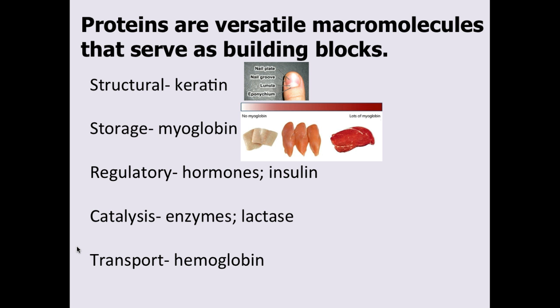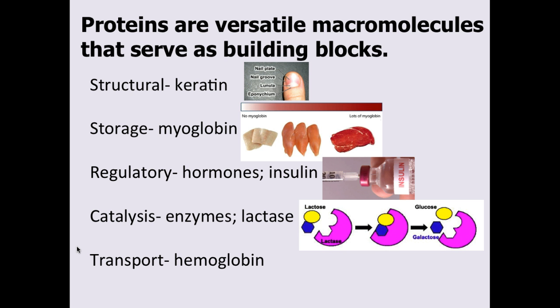Proteins are important for regulatory issues such as hormones like insulin. They make up enzymes, which help us to speed up or conduct reactions at a lower temperature. And they're important for transport, such as hemoglobin being able to transport oxygen throughout the bloodstream.